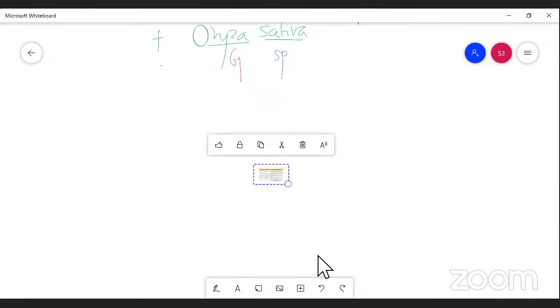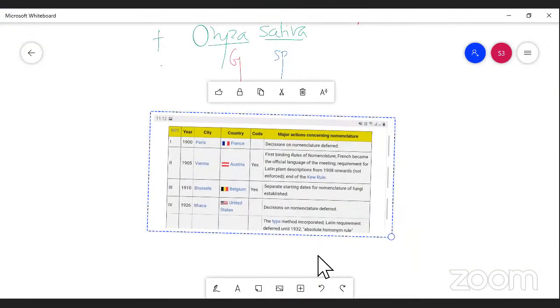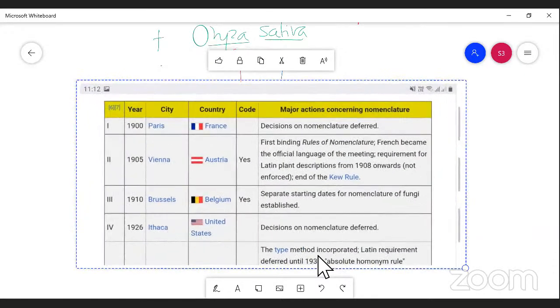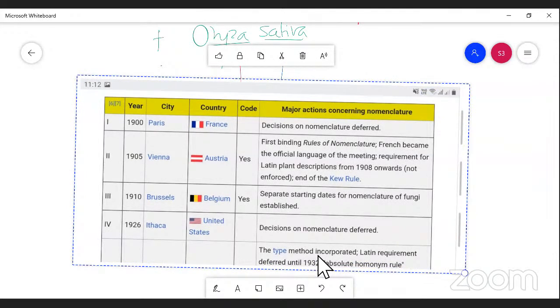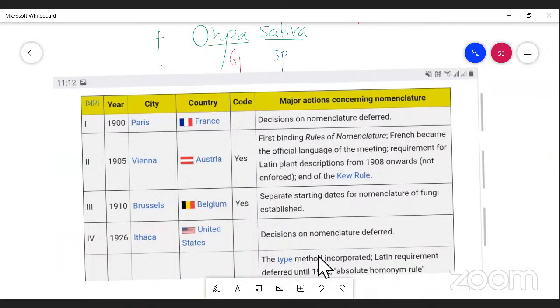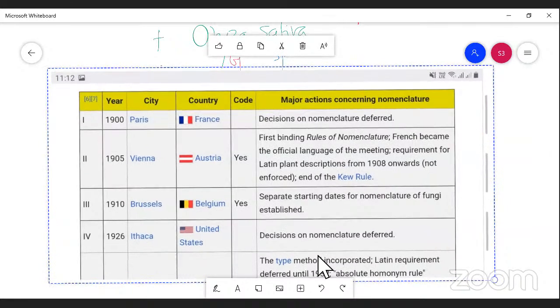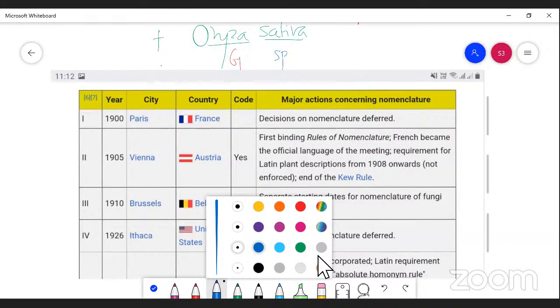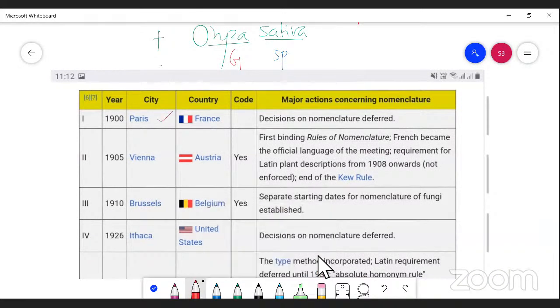Please understand, I have collected some important events for you. This is called the Paris Code. The first International Botanical Congress was held in the 19th century in Paris. The city is Paris and the country is France, and the decision on nomenclature differed.